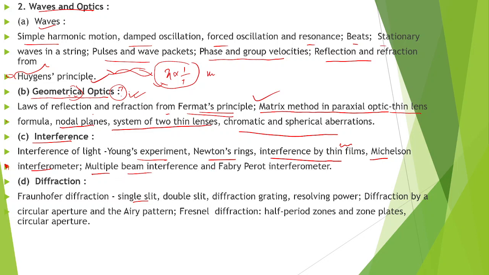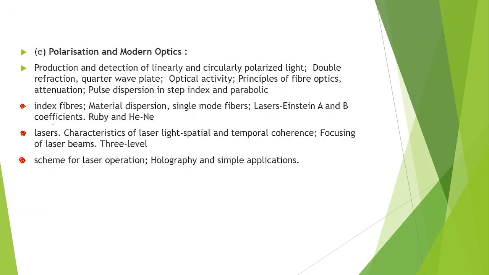We have multiple beam interference and the Fabry-Perot interferometer. Their explanation and diagrams are very important from the point of view of the examination. We have Fraunhofer diffraction and Fresnel diffraction. For Fraunhofer we have obviously single slit, double slit, intensity formulas and all, the resolving power, the grating, diffraction by a circular aperture and array pattern. We have this kind of patterns. We'll read this. Half period zones, zone plates and circular aperture. So we have another portion.